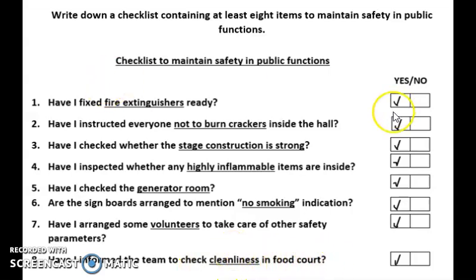So this is how we should frame it. In the previous examples, the sentences started with "are" or "is". Now it is "have I" with the pronoun. So let's see the next slide.